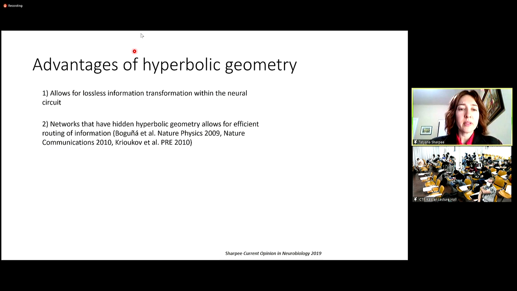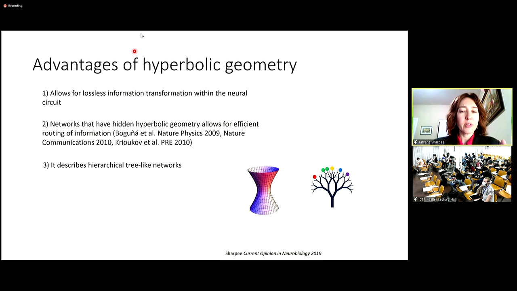So there is a series of papers by Krioukov and others about the hyperbolic geometry of the internet, or hyperbolic geometry of complex networks. And the third reason is that hyperbolic geometry, as we discussed, describes hierarchical tree-like networks. It's an approximation.